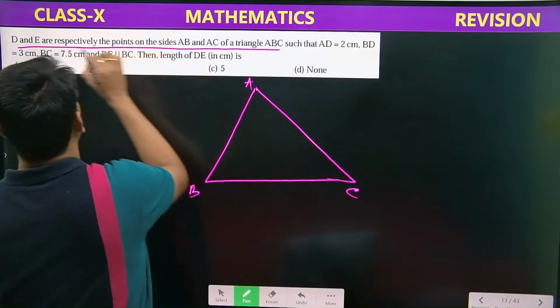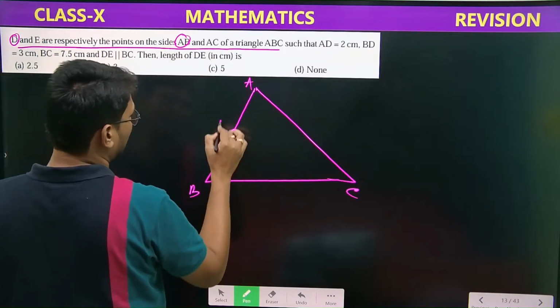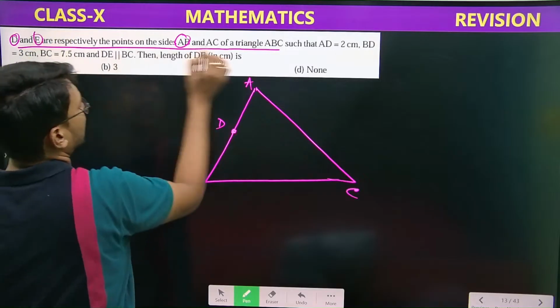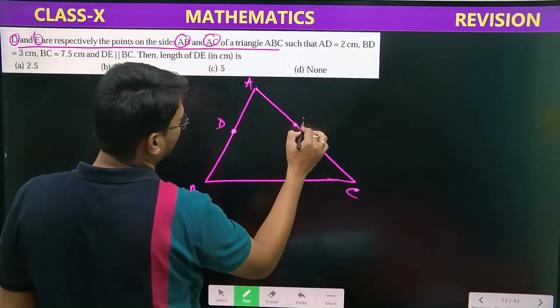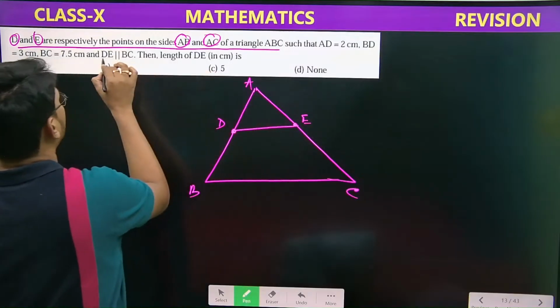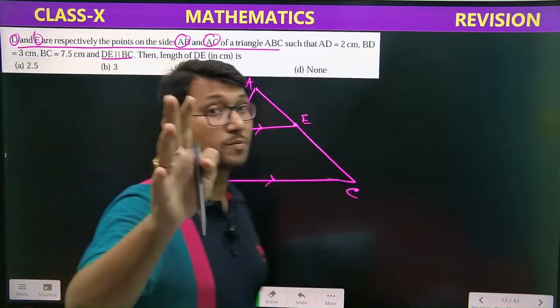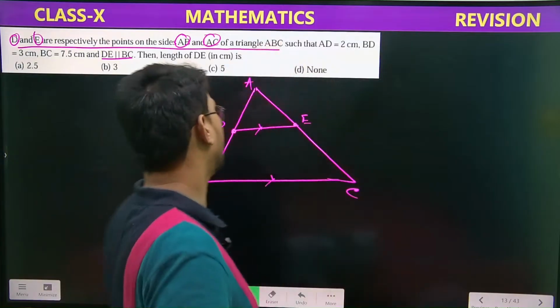And बच्चों check करो, D is on AB. This is point D. And E is on AC. E is here. Okay, and now the question is also given here. DE is parallel to BC, which means we can use the basic proportionality theorem. Keep that in your mind.